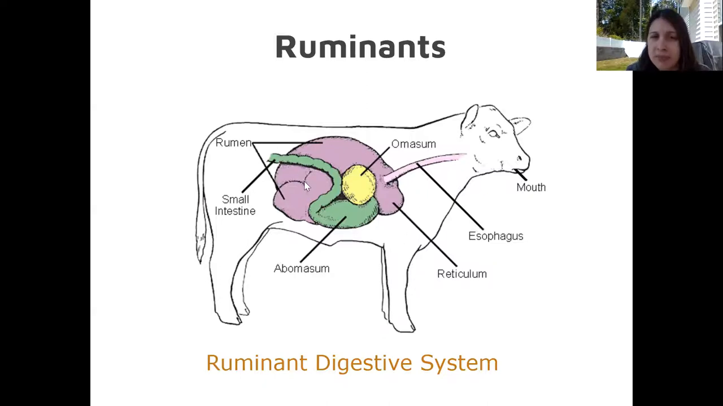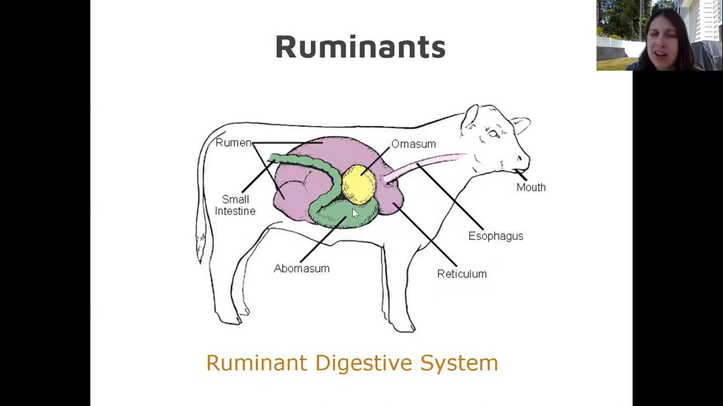It rolls around, and if it's not chewed up enough, it gets regurgitated. They continue doing this process of chew the food, roll around, regurgitate, chew the food, roll around, regurgitate, until it's ready to move to the omasum and the abomasum, which are the other two compartments of the ruminant stomach.